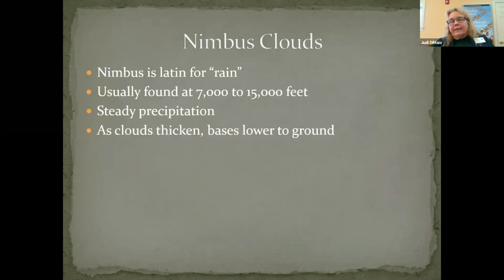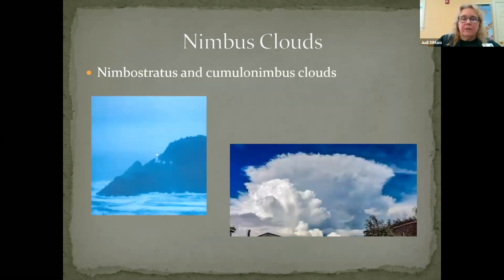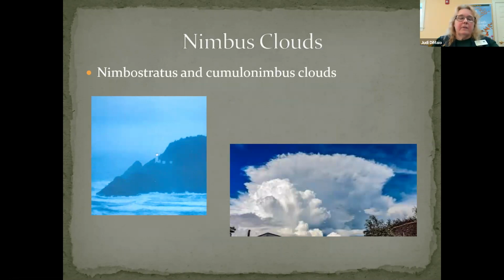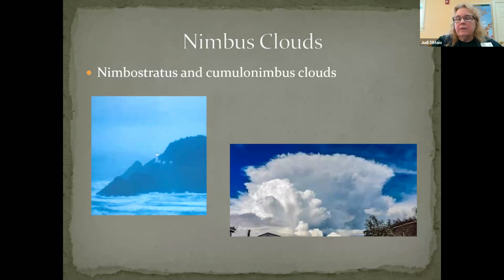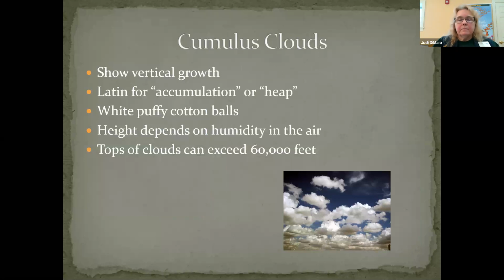Nimbus clouds, nimbus is Latin for rain. These are your lower clouds. They usually form at 7,000 to 15,000 feet. They have steady precipitation, and as the clouds thicken, the base is lowered to the ground. The example on the left is just nimbostratus, which is kind of like what we have today. Again, just a blah, all gray cloud. And then on the right is the cumulonimbus, or the big storm cloud that everybody's familiar with in the summer.